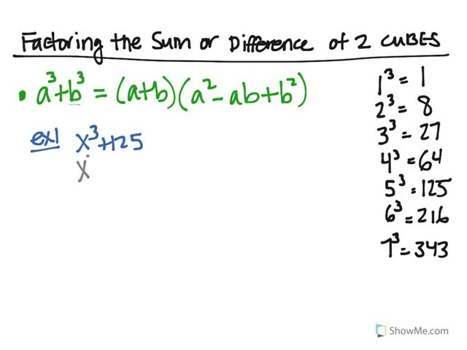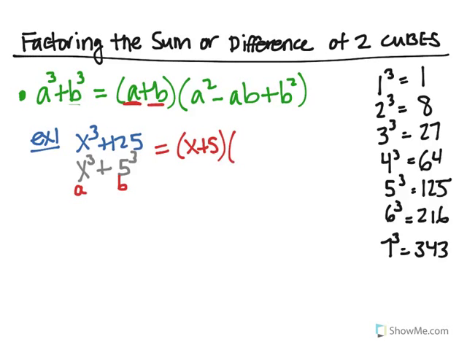So this is a sum of 2 cubes because 125 is 5 cubed. See how it's 2 cubes added together? So we're going to be basically plugging them into this formula. X is going to be your A in the formula, and 5 is going to be your B in the formula. So if I were to factor this out, it factors into x plus 5, because that's my A and my B.